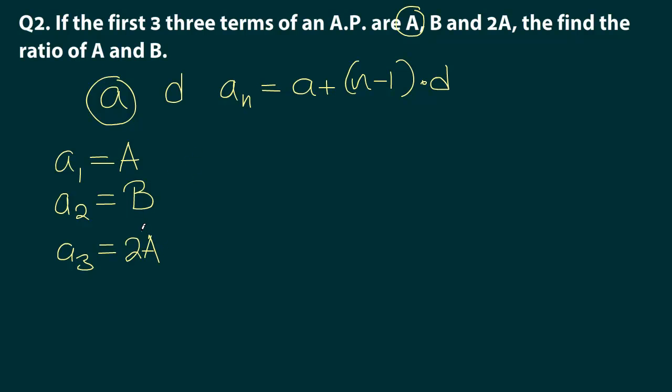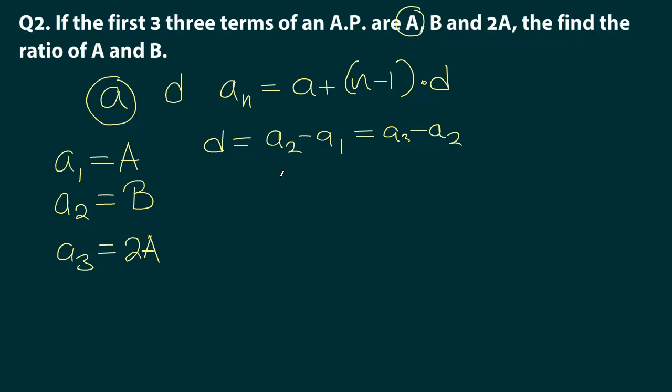Now let's see how we can actually solve this question. Well, we know that common difference is nothing but the difference of two consecutive terms in an arithmetic progression. So we can write d as simply a2 minus a1, right? Which should be also equal to a3 minus a2, right? Now here we can simply replace the a1, a2, a3 by these values and see what we get.